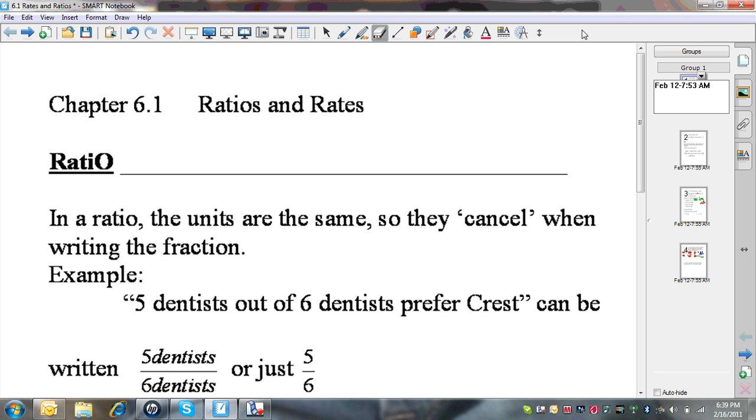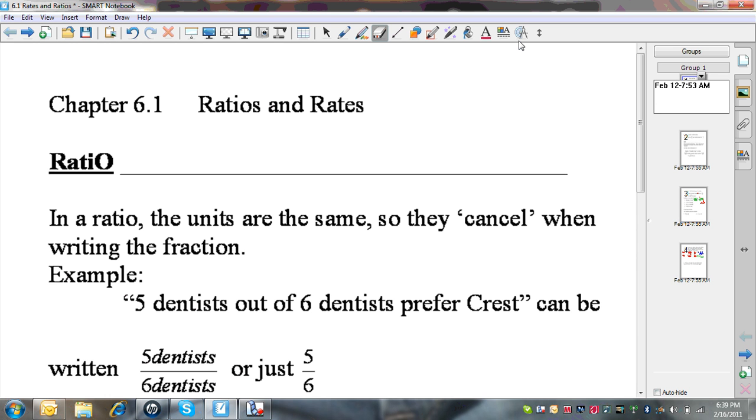So I want you to be looking at the definition of ratios and rates. Ratio is on the top of page 269. It uses division to compare two quantities. We've been doing a lot of division. We did a lot of fractions last chapter, and we are going to use ratios to actually compare a numerator and a denominator.